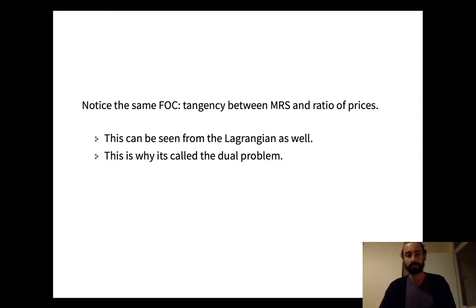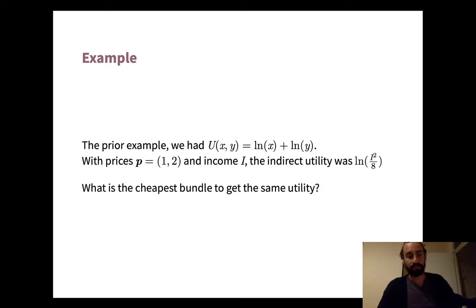Lagrangian also. So let's take the old example from a previous lecture where the utility was log x plus log y. Prices were given by 1, 2. 1 is the price of x, 2 is the price of y. And remember that when you had income I, the indirect utility, so the utility of the optimal solution, was ln of I squared over 8. So what is the cheapest bundle that gives me the same utility, log of I squared over 8?